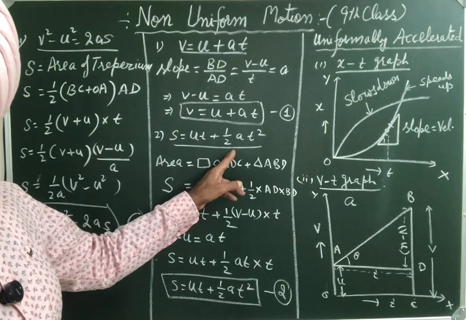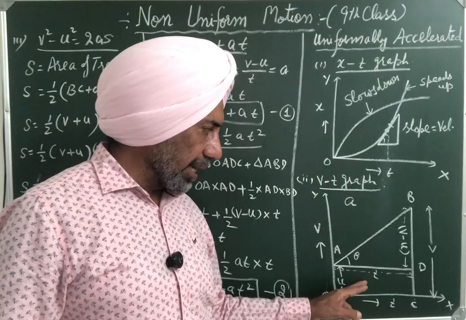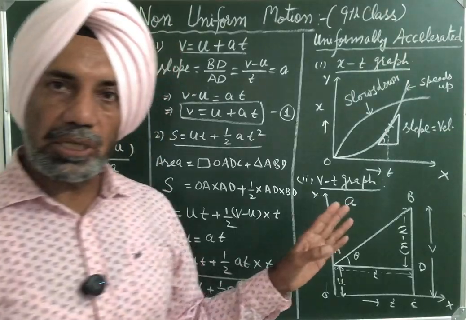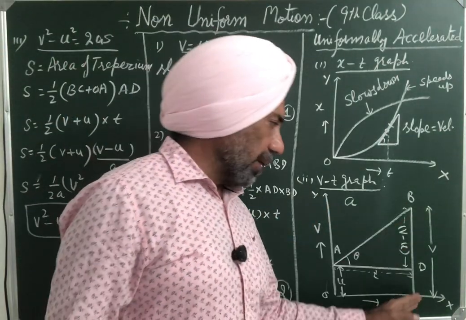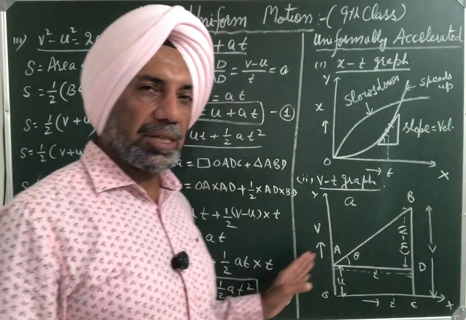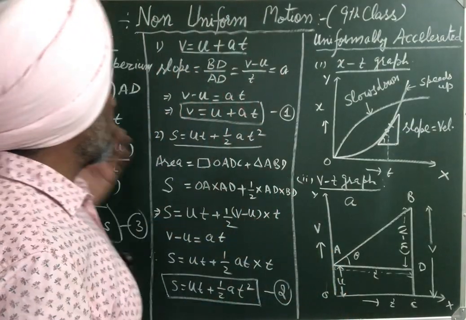Then to find s equal to ut plus half at square, take area under straight line AB in two parts, area of rectangle plus area of triangle, you get the equation. To find third equation, v square minus u square is 2as, it will be area of trapezium. This is half sum of parallel sides into perpendicular distance. So in this way we can derive all the three equations of motion, which are very, very important to solve some numerical problems.